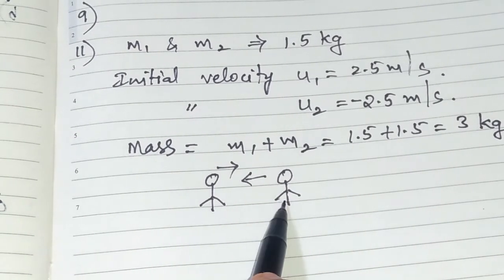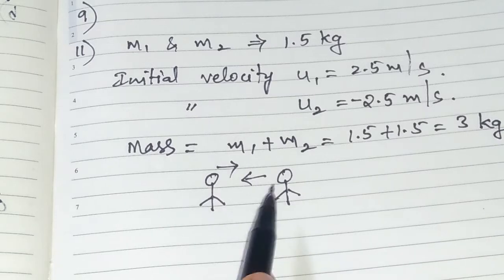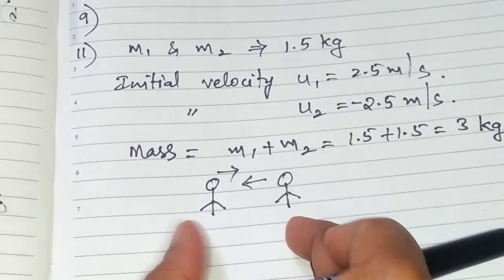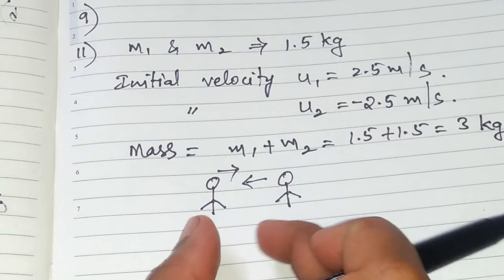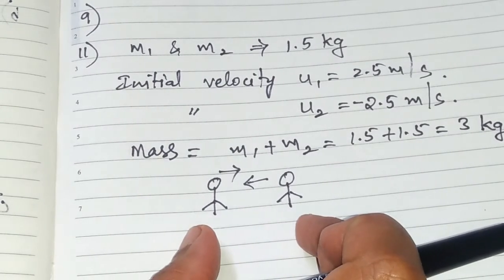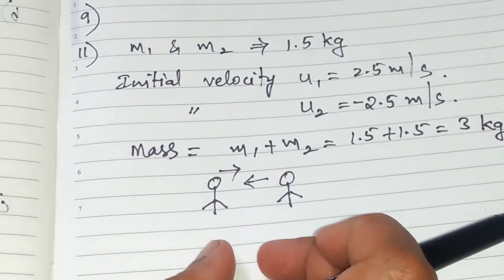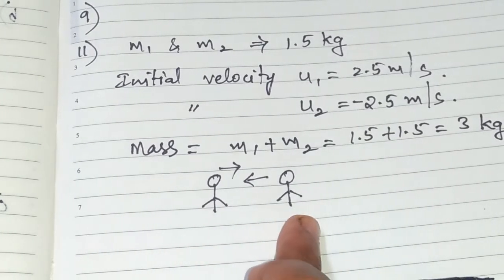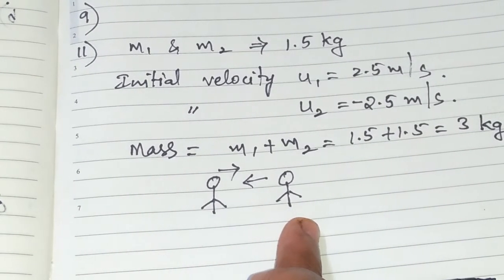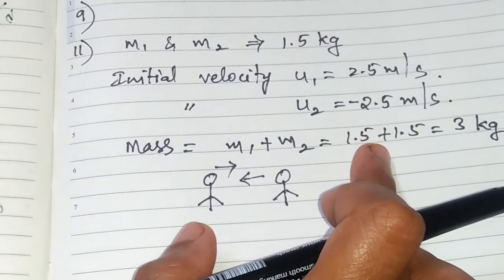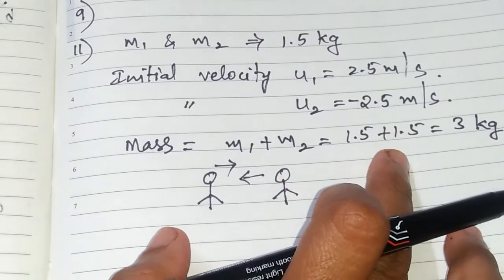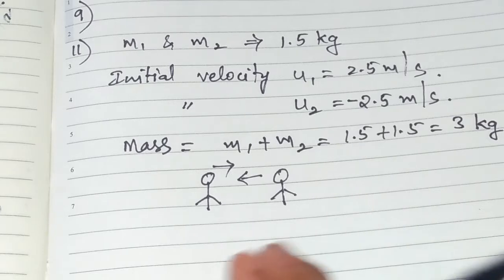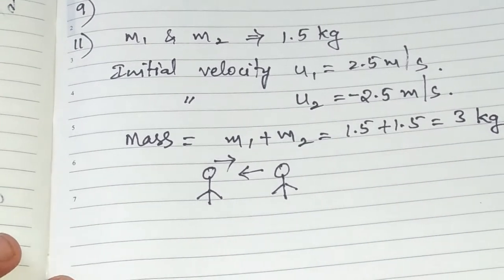Whenever they collide with each other, the final velocity will become 0 because both of them have the same mass and the same velocity. Here in this case they are not attaching to each other, but still the final velocity will become 0, because one is opposing the other with the same amount of momentum. So in this case also we are going to get the final velocity as 0 only.